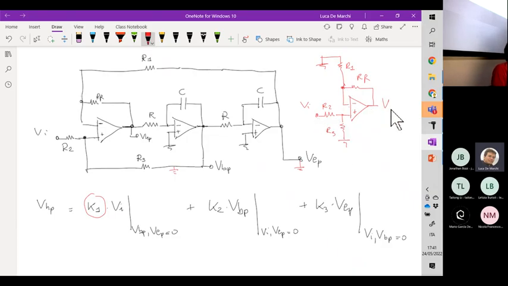So can you help me in finding the relationship VHP over VI for this circuit? First of all, you can compute the value V+. So V+ is achieved from VI by taking into account the effect of the voltage divider.